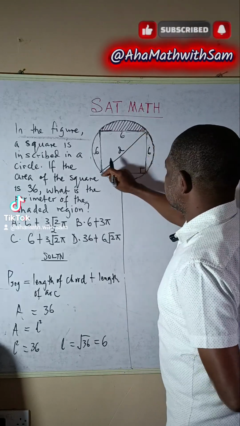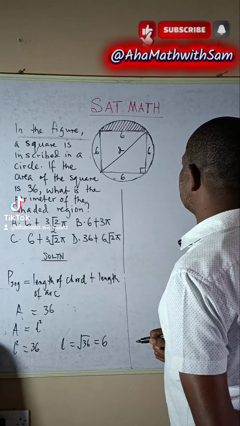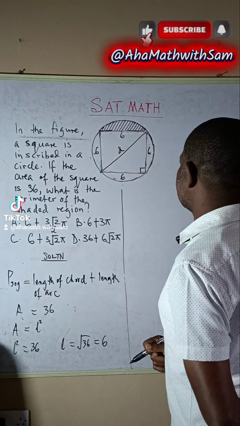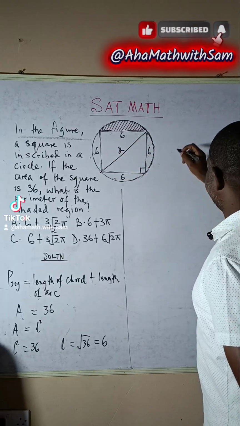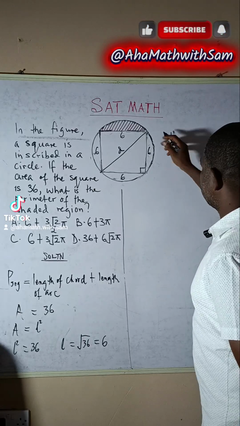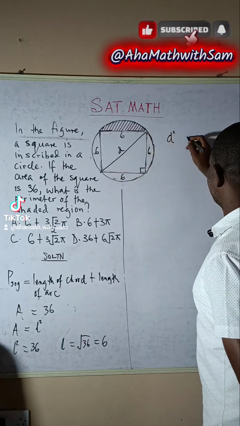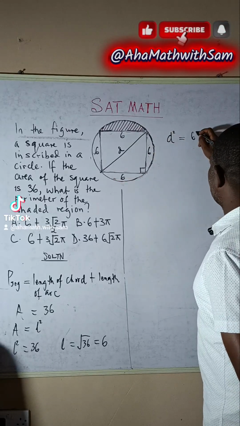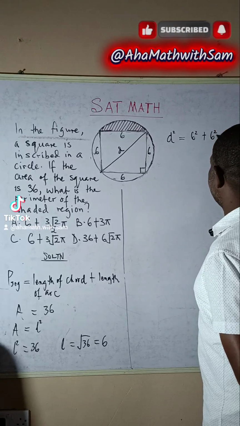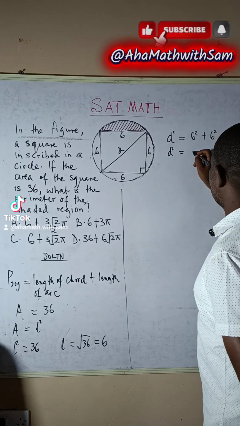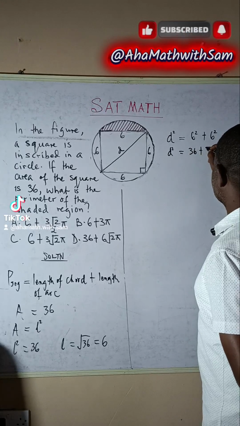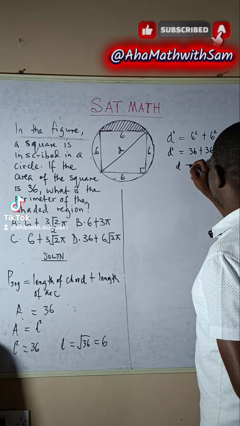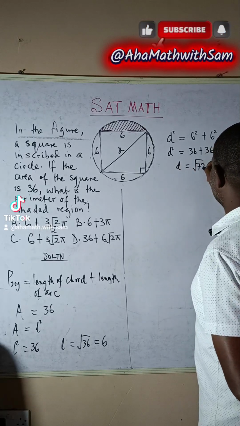This triangle right here is a right-angled triangle. And so we can use Pythagoras theorem to obtain the side D. By Pythagoras theorem, D squared, the square on the hypotenuse of the right-angled triangle, will be the sum of the squares on the other sides. So 6 squared plus 6 squared. So D squared equals 36 plus 36, which is 72. So D will be equal to square root of 72.